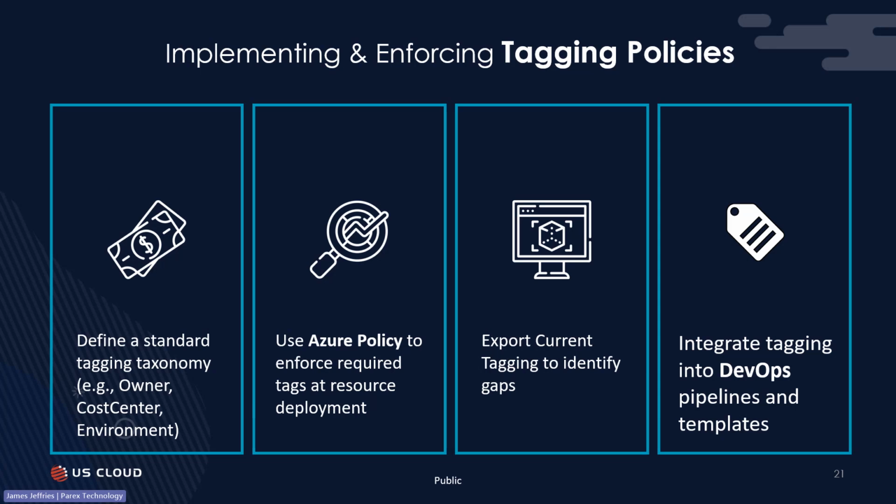Environment: if you're not separating your management groups and your subscriptions based on dev, test, UAT, production, etc., that environment would be a tag that would be important for you to understand what's our dev cost versus our production cost.